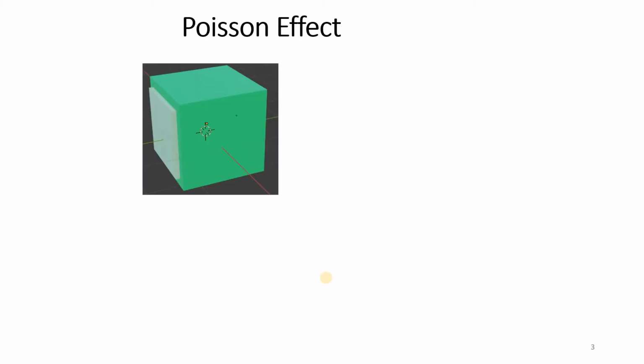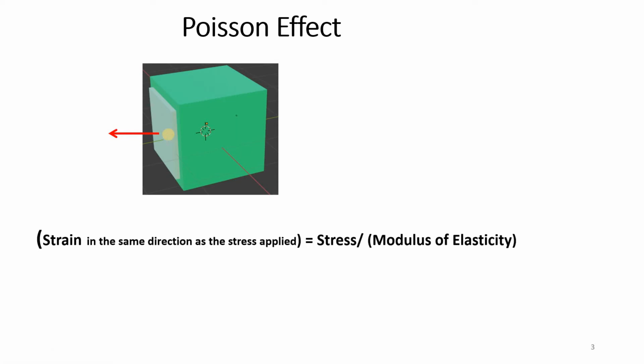Now let's recap another effect, the Poisson effect. If you look at this object and you apply a stress in this direction, it will of course produce strain in the same direction as the stress, but will also produce strain in the other two perpendicular directions. So the Poisson effect relates these two types of strains: the one that occurs along the direction of the stress and the other, the perpendicular direction or lateral direction strain.